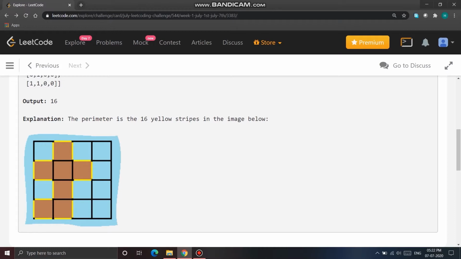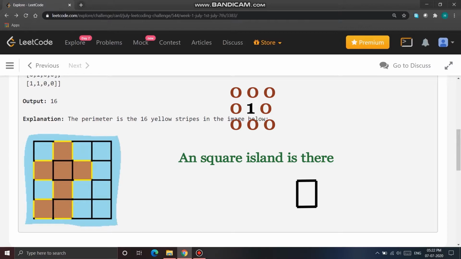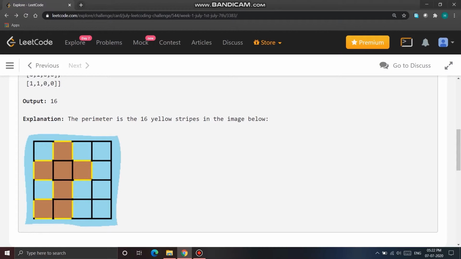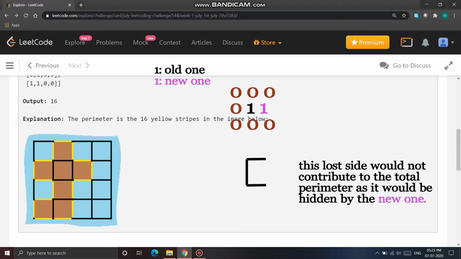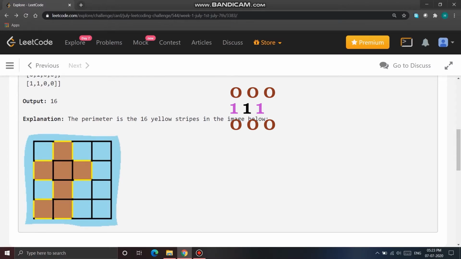Let's say we have a grid which contains a single one and all other elements are 0. So the total perimeter of this square island would be 4. Now, what if there are more number of ones? Because the problem statement says there is exactly one island, which means all ones are connected, we could have a new one adjacent to the old one. Let us say the new one is on the right side of the old one. So now, the contribution of the old one in the total perimeter would decrease by 1. Similarly, if there are two more ones other than the old one, the contribution of the old one in the total perimeter would decrease by 2.